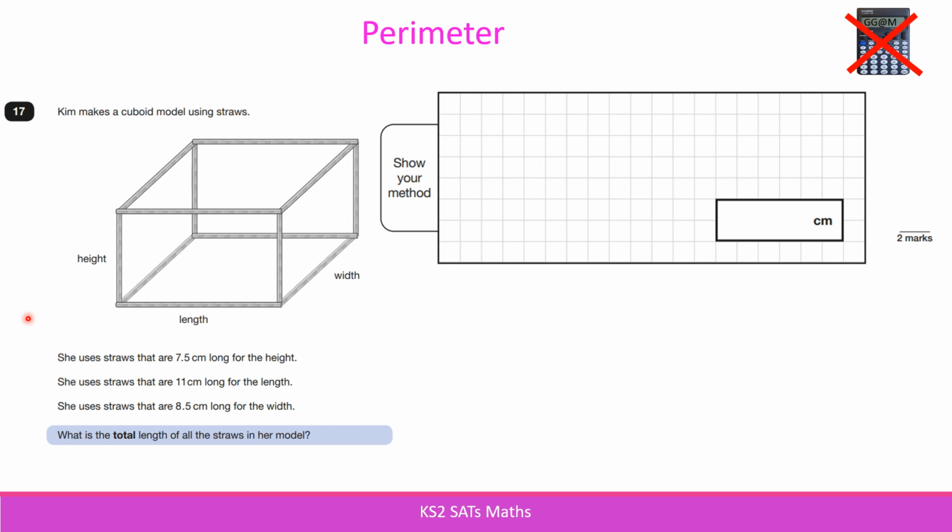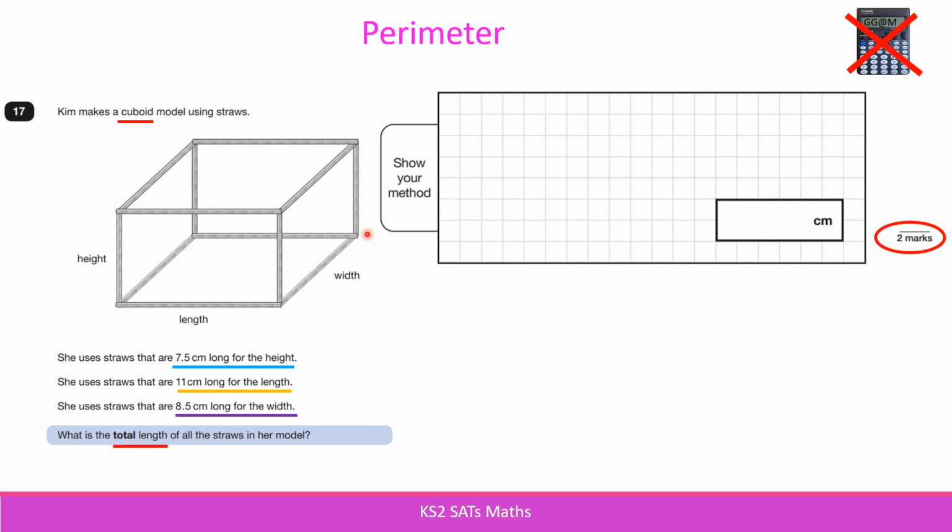So the key facts of the question, you're told you've got a cuboid, which is the shape here that you can see in the diagram, and you're told that the straws are 7.5 centimetres for the height, which is this distance here, so the vertical ones are 7.5. They're 11 centimetres for the length, so the distance along the bottom is 11 centimetres. And 8.5 centimetres for the width, so the distance back is 8.5 centimetres. You've got to work out the total length of the straws in the model.